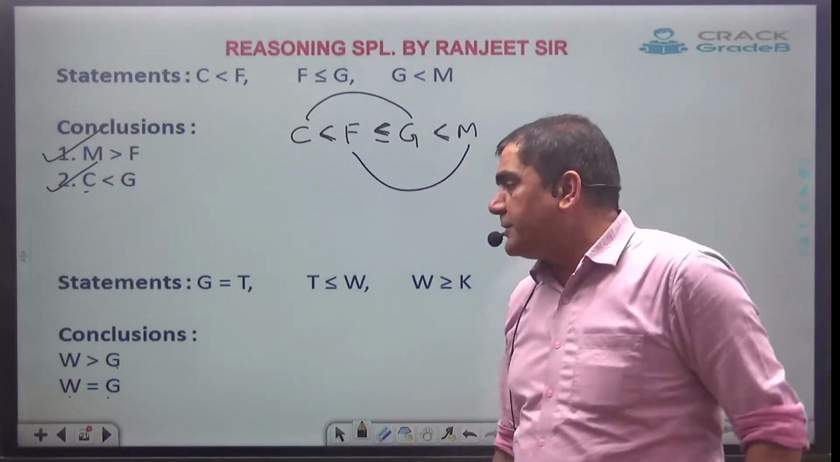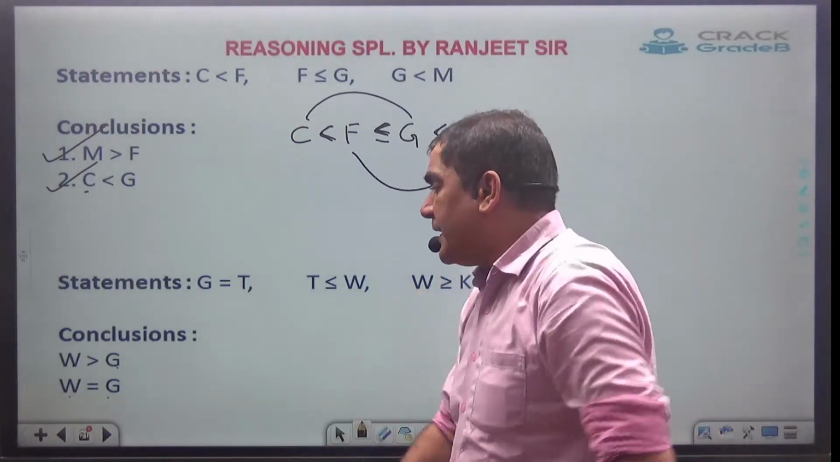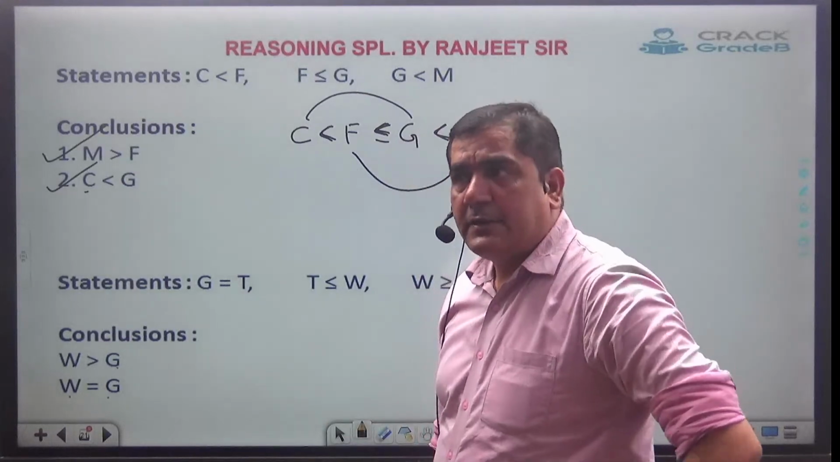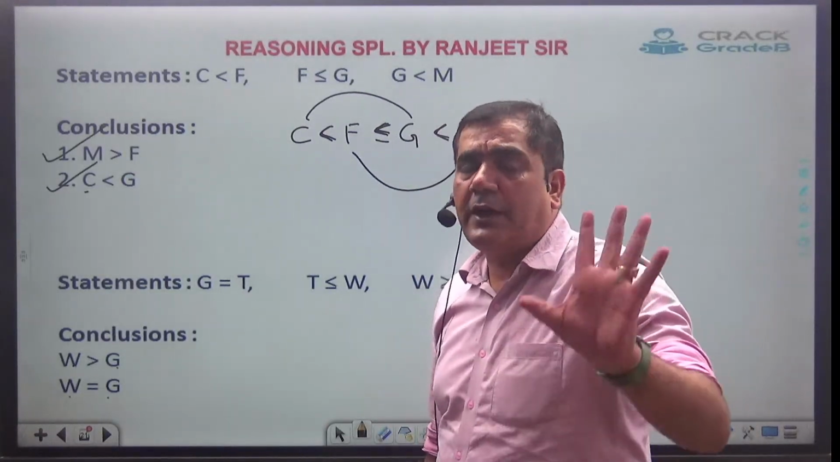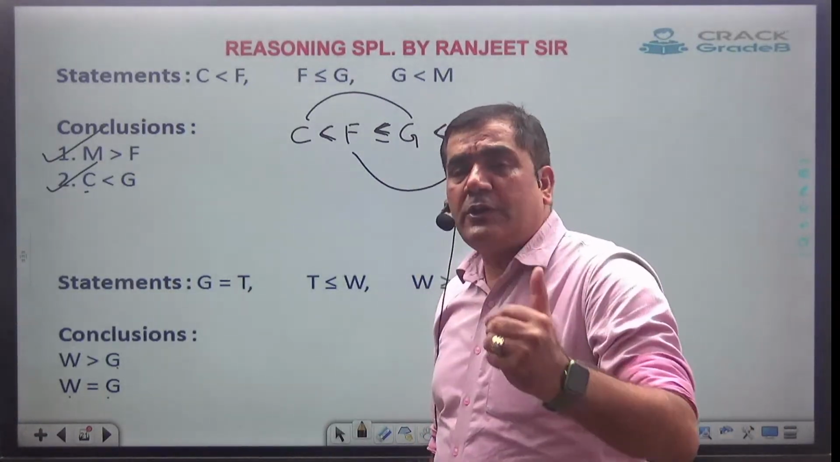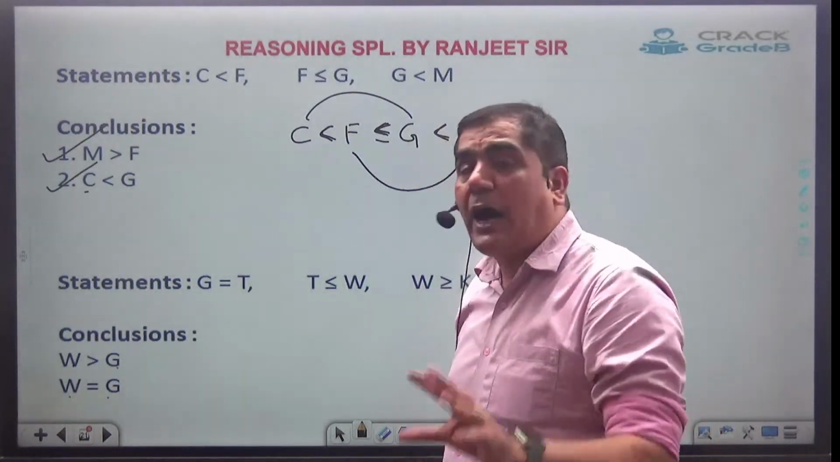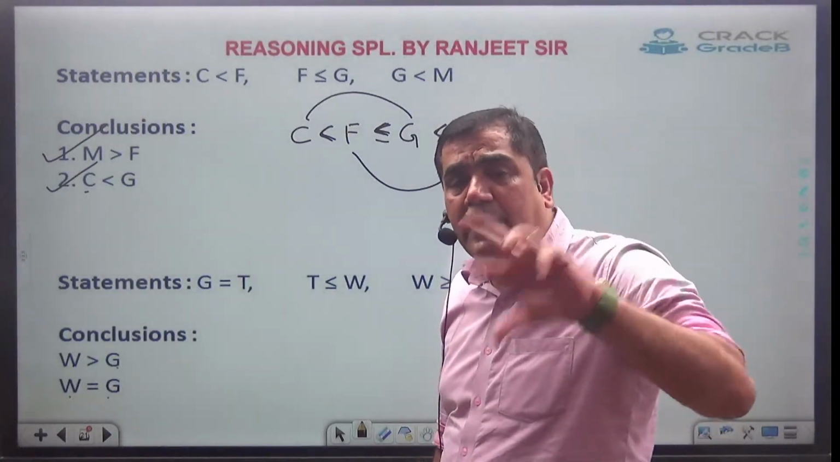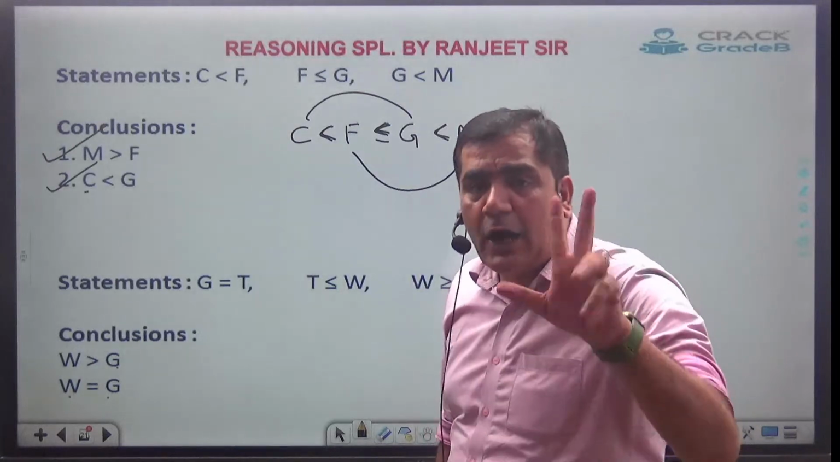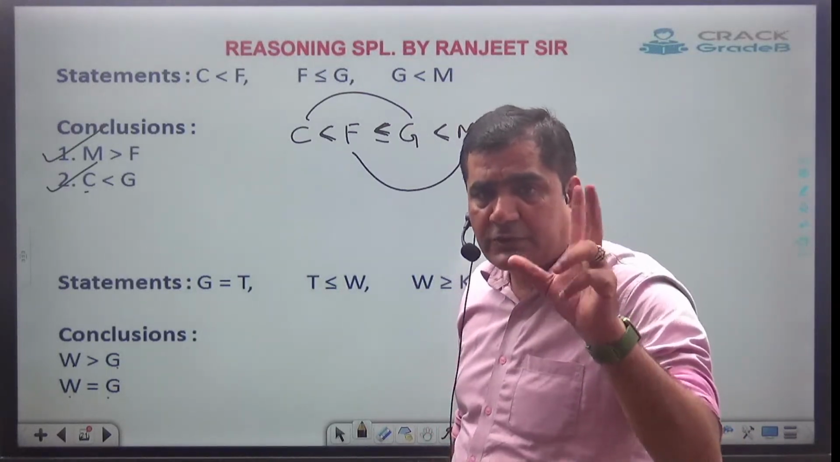Now, how to check this one? Whenever the conclusion will have the same variable, then your first job is to check for either or. Now, how to check for either or? First thing, you have to see how many faces are coming in between these two variables.